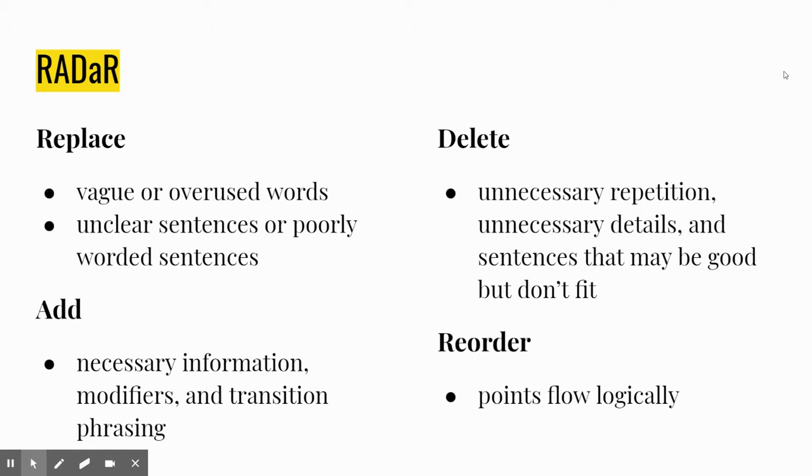Replace vague or overused words. One of the easiest things in the world to do is to hit Control F and put in words like this or that, these, I. A lot of words get overused. And if you've got a 1,000-word paper and you've got these as 100 of those words, or 50 of those words, or 20 of those words, you probably overused the word these.